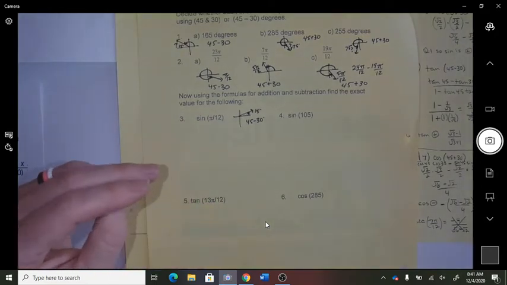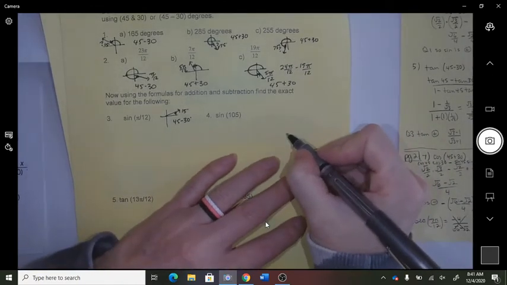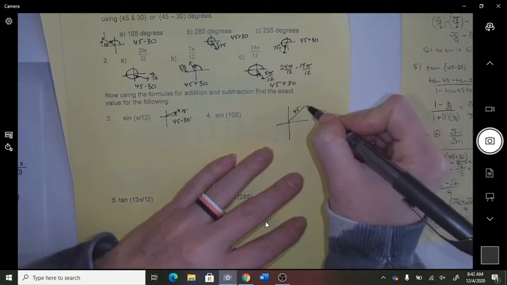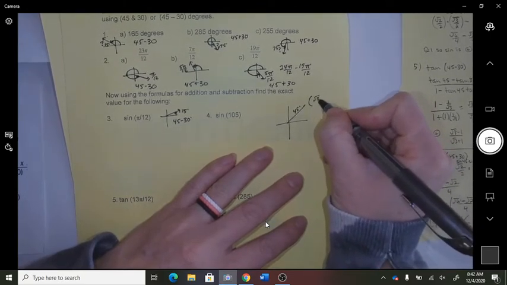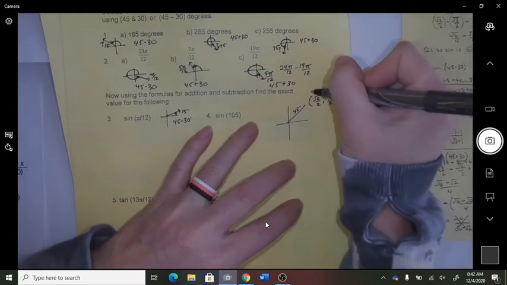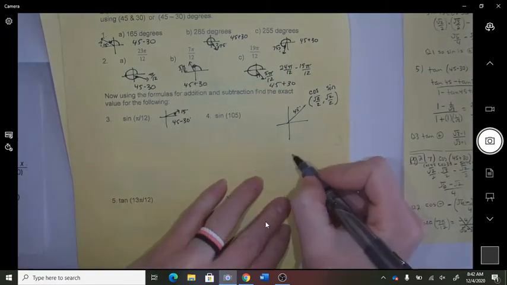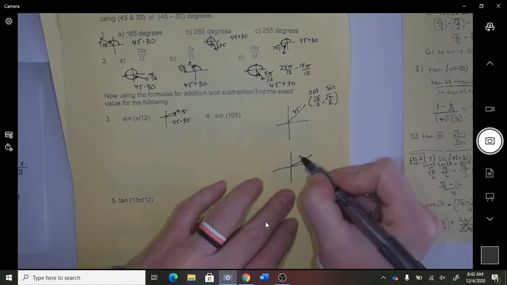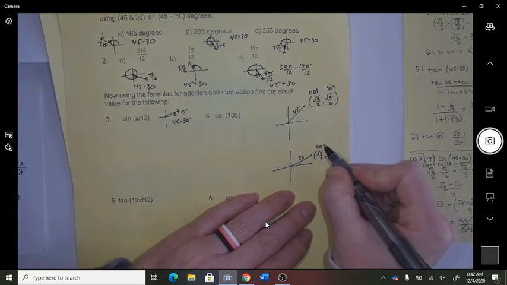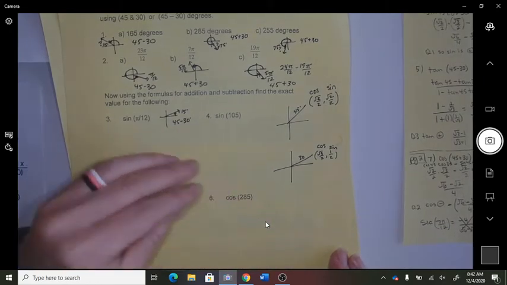Okay, here's something we're going to write on the side, and then we can use it for everything. 45 degrees is the coordinate root 2 over 2, root 2 over 2. This would be the cos of it, and this would be the sine of it. And 30 degrees, root 3 over 2, comma 1/2. This would be the cos, this would be the sine. So we're going to be using that for all of these.